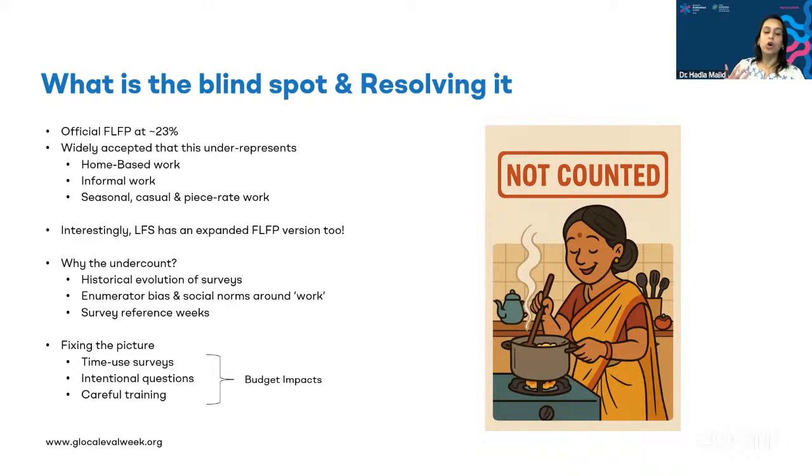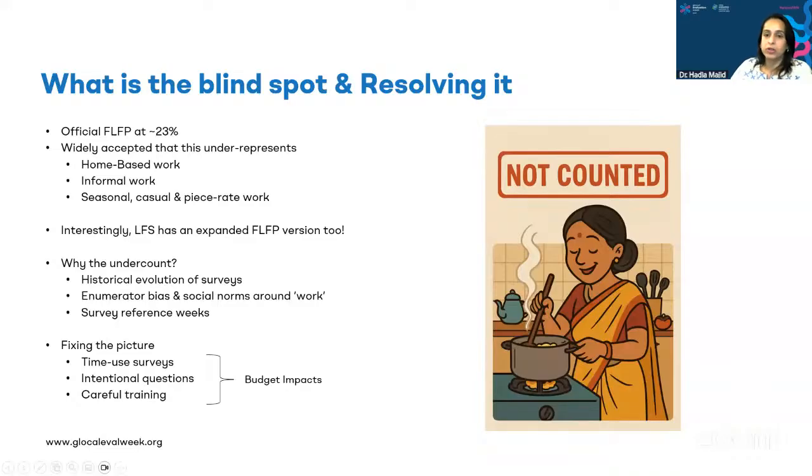So social norms around work have evolved in the last 100 or so years, so that certain types of work are just excluded from what we conceive as productive work. And what we conceive as productive work, even if it's not explicitly there in the survey, gets imbibed into how I approach women in work.